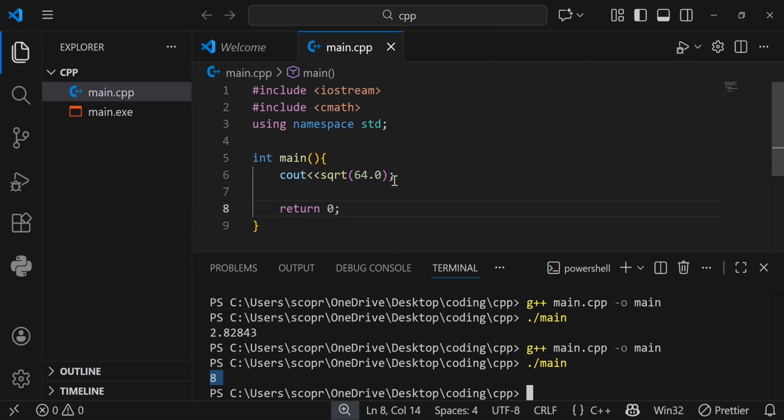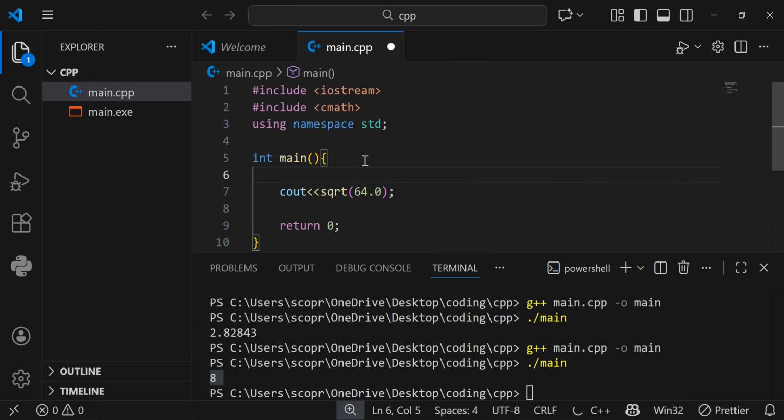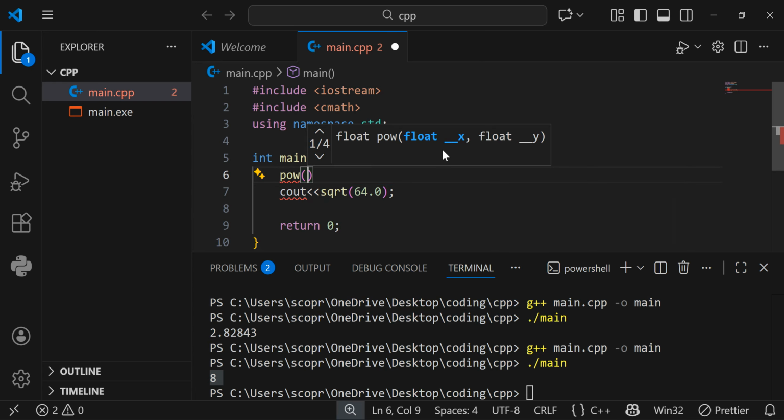Let us take a look at another one, which is the power. The power function, we use it like this: pow, then parentheses, and this one takes in two parameters or arguments, and it returns a float. The values we should provide are float values, two float parameter values, as you can see. The pow function raises a number to a given power.